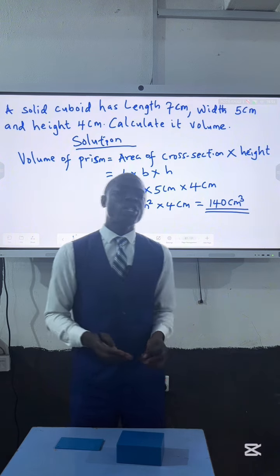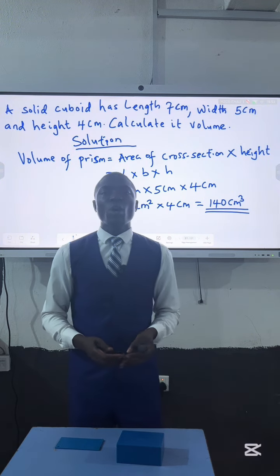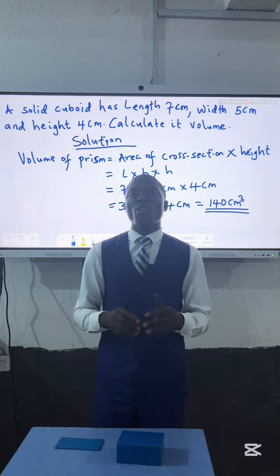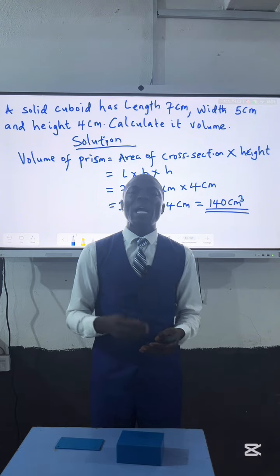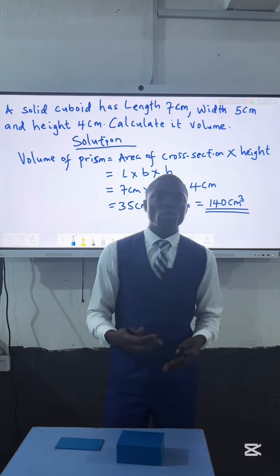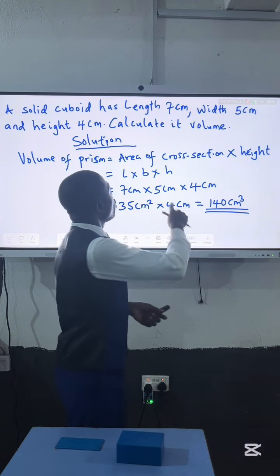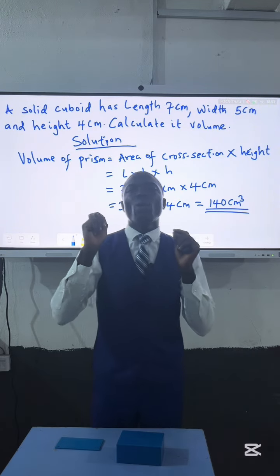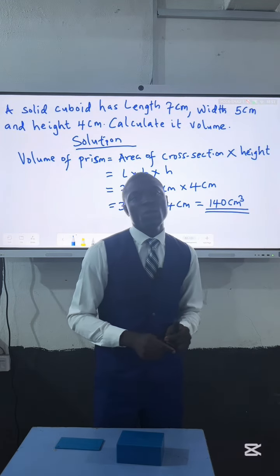So generally speaking, the volume of a prism is actually the area of what? The area of cross section of that prism multiplied by the height. We use length times breadth because the cross section of a cuboid is a rectangle.